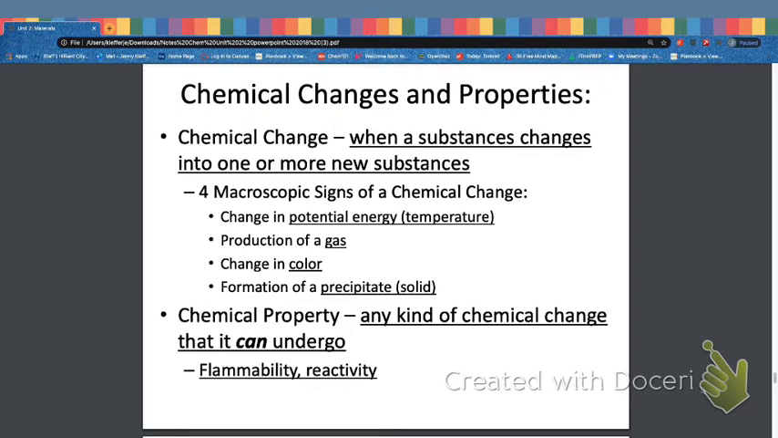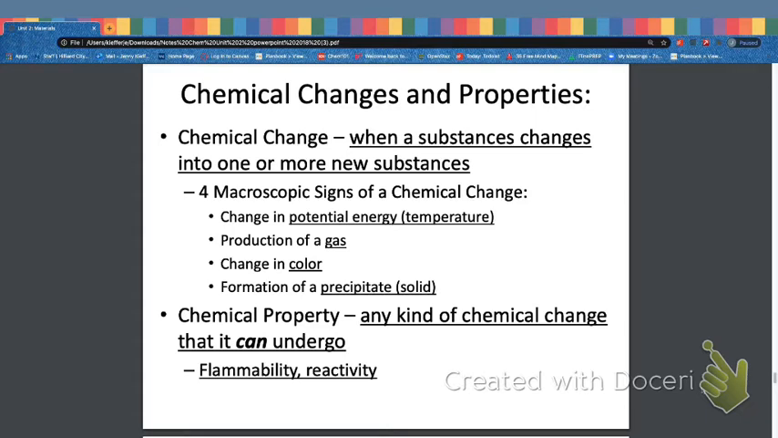Unfortunately, we can't see the breaking and forming of bonds. Okay, so we have to rely on something else to tell us that a chemical change is occurring. And so the word macroscopic means big, sort of like microscopic means small. Macroscopic means big. So these are things that we can observe that tell us indirectly that atoms are breaking bonds and making new ones. Okay?